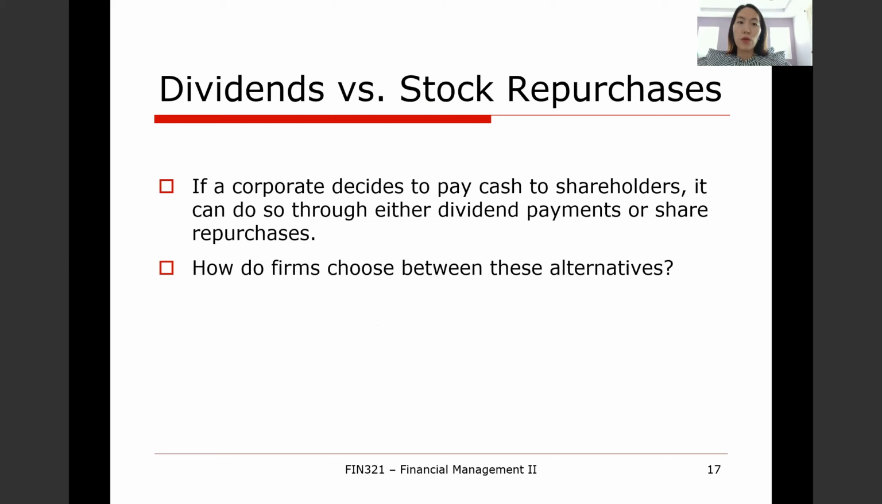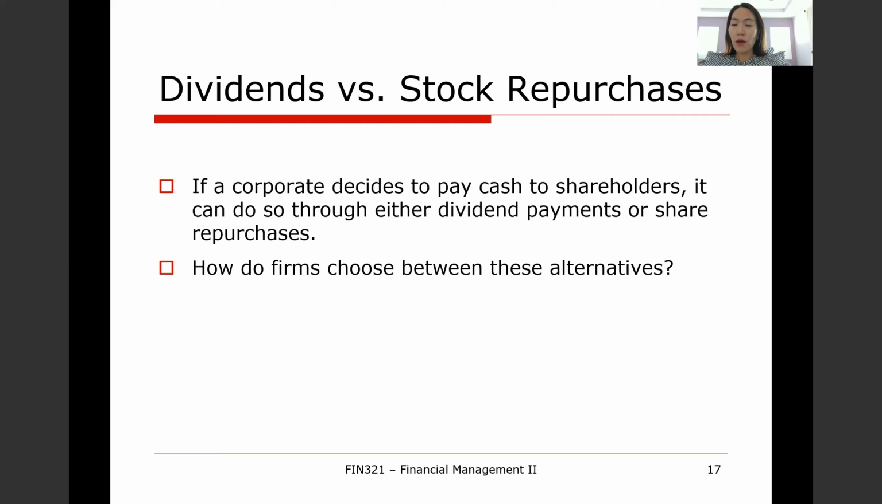If a corporation decides to pay cash to shareholders, it can do so through either dividend payments or share repurchases, as we learned last week. Then how do firms choose between these two alternatives? If the choice between dividends and stock repurchases affects the firm value somehow, then the financial manager, the CEO or CFO of a company, has to choose the payout method that will maximize the firm's value, right? But if not, why would you care? If the payout policy does not affect firm value at all, you had better channel your energy and efforts toward more important corporate decisions.